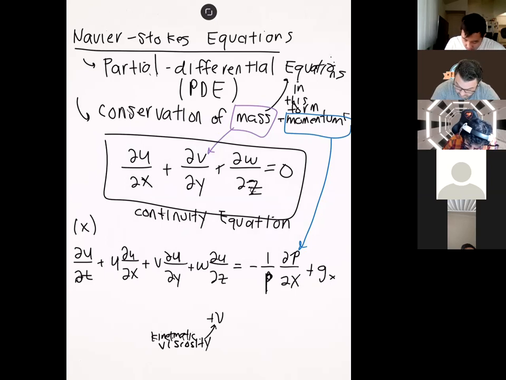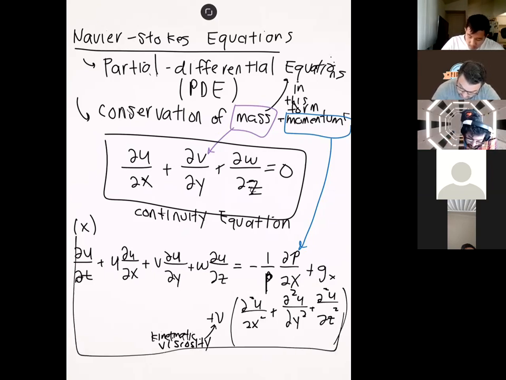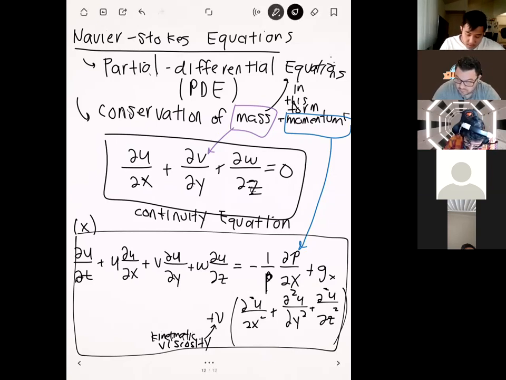It's going to be multiplied by partial squared u partial x squared plus partial squared u partial y squared plus partial squared u partial z squared. And so this is the x component of velocity in Navier-Stokes. So it's a doozy, right?